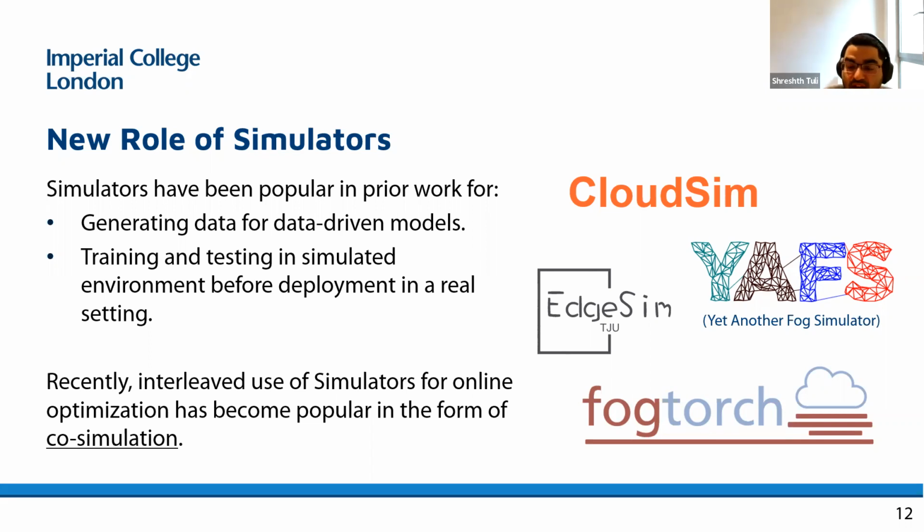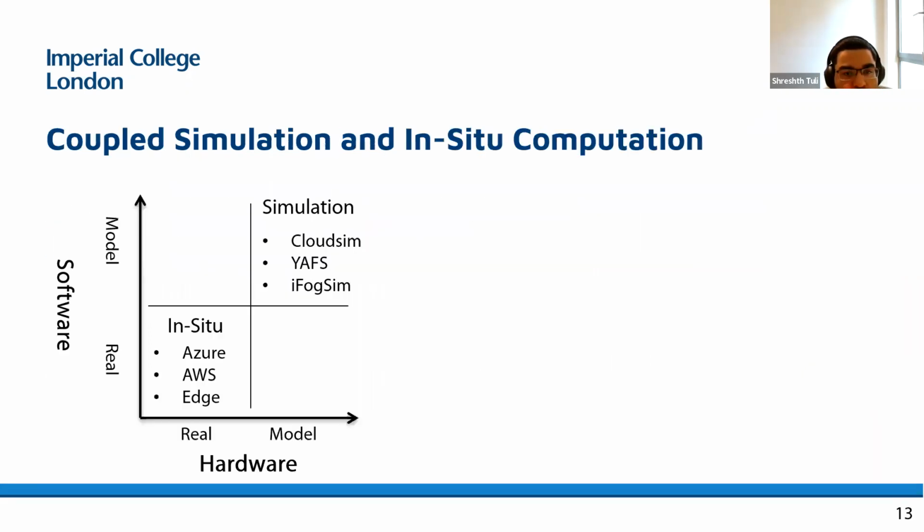However, recently, the interleaved use of simulators, similar to what Giuliano described, with online optimization methods such as Gobi, has become popular in the form of coupled simulation or co-simulation. So let me explain how exactly this idea of coupled simulation works and what kind of interfacing might be required between the simulation domain and the real environment domain.